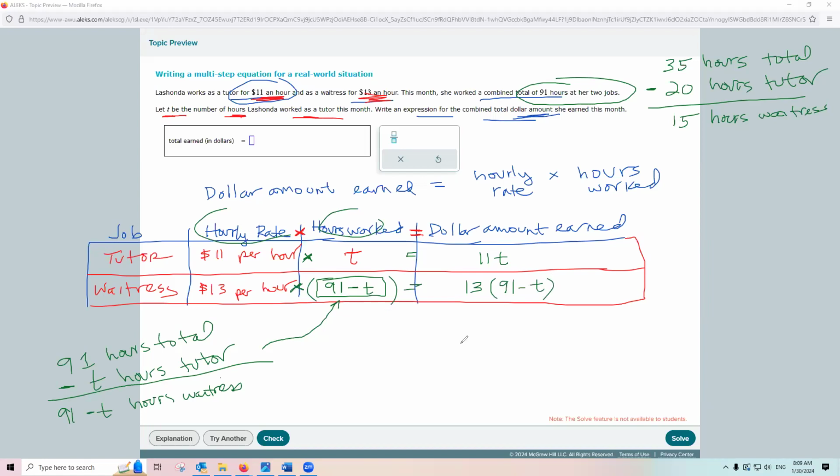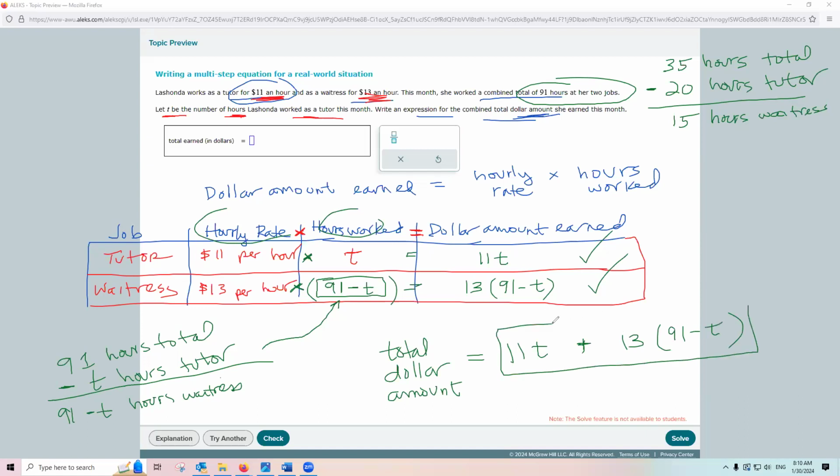And that's the dollar earned for the waitress. But remember, they want the total dollar amount earned. Well, that's really just going to be adding the dollar amount for the two jobs together. So I'm going to take 11T, because that's the amount she earned as a tutor, and add 13 times 91 minus T, because that's the amount earned as a waitress. And so this is the answer that Alex is looking for. Okay, all right, so that's that example.